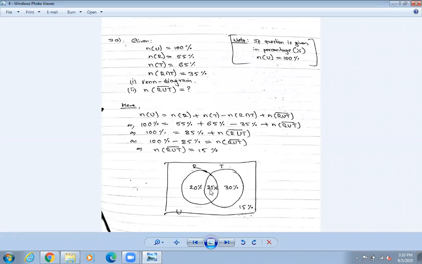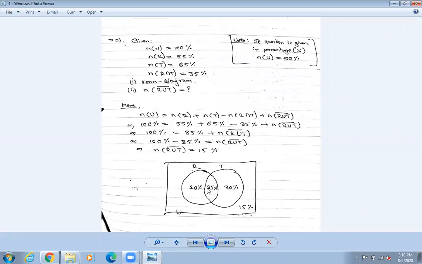Intersection 35. Okay, so R कति हो त? R is 55. So if R is 55, then 55 minus 35 becomes 20. Subtraction गरेको है, 55 minus 35 becomes 20. So T, 65 minus 35 becomes 30%. Okay, and the complement, what is the value of complement? 15%. Okay, after making the Venn diagram, I told you just before also, किन Venn diagram बनाउने? Because it will show whether our answer is correct or not.